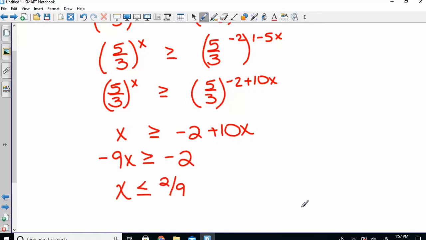So if I subtract over my 10x, divide by negative 9. If you divide by a negative, what happens to the inequality? So less than or equal to 2/9 would be negative infinity to positive 2/9, so an equal to says bracket.